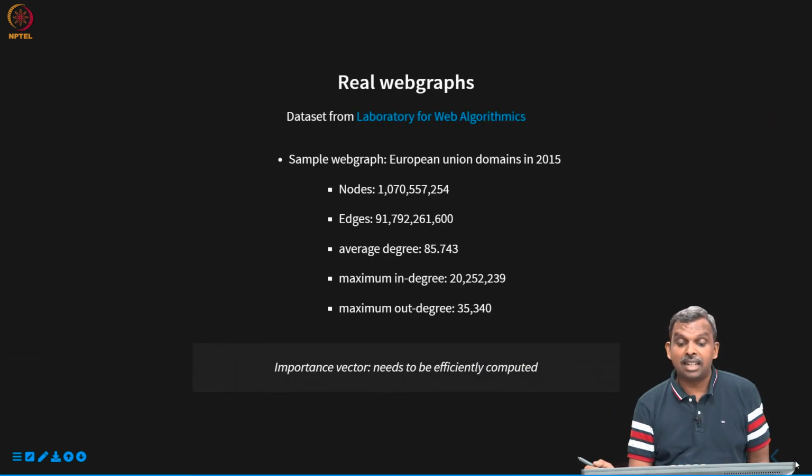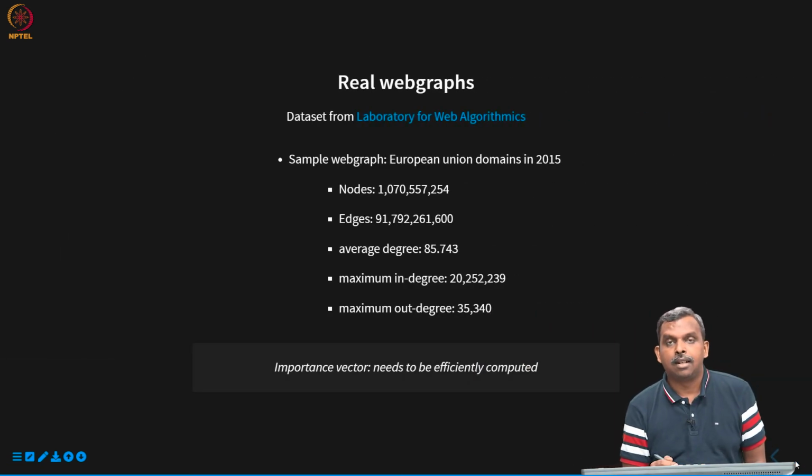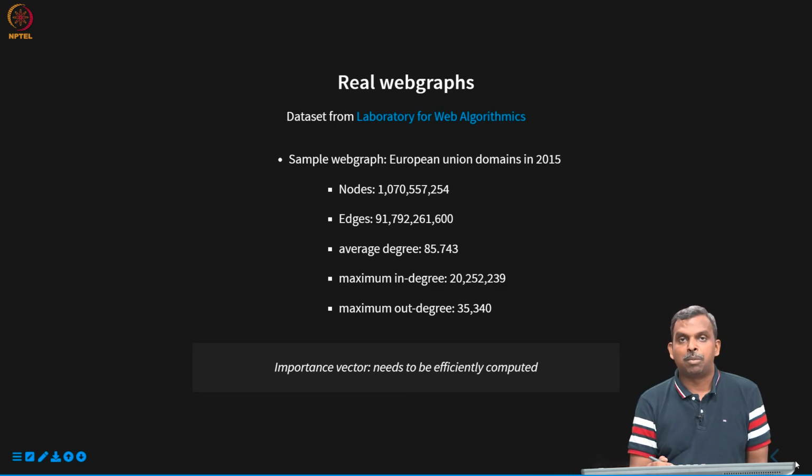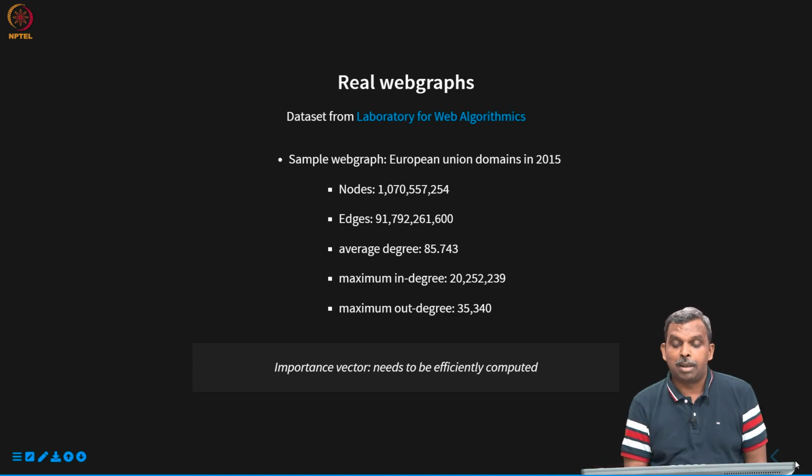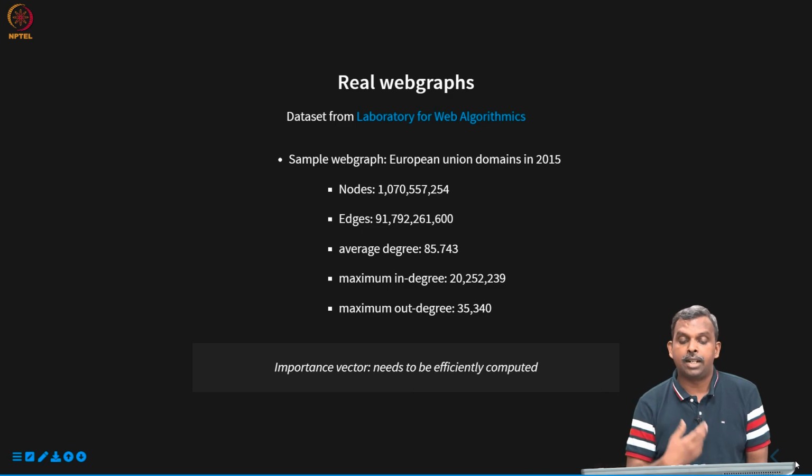If you want to look at real web graphs, there are websites where people maintain graphs from the actual internet by doing web crawling. They go from link to link and figure it out. This is a website, the Laboratory for Web Algorithmics, I believe in Milan, which runs this data set. You can go there and look at the data. I looked at a few of them. There is a lot of data. This is data that they collected for the European Union domains, only domains with .it, .es, .fr, sometime in 2005.